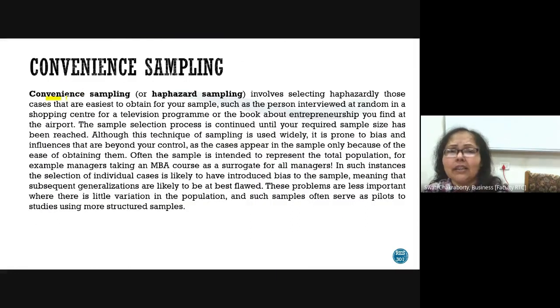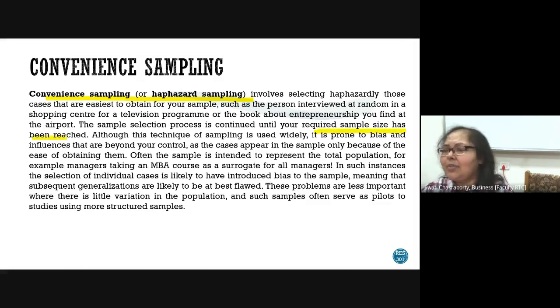Convenience sampling is also called haphazard sampling, which involves selecting haphazardly those cases that are easiest to obtain for your sample, such as the people interviewed at random in a shopping center for a television program, or the book about entrepreneurship you find at the airport. The sample selection process is continued until your required sample size has been reached.